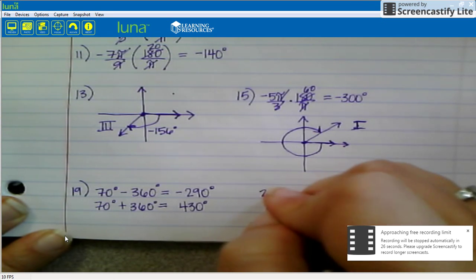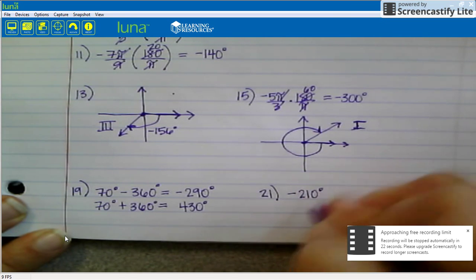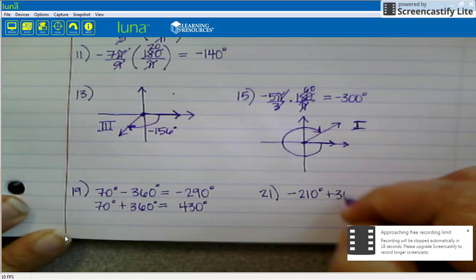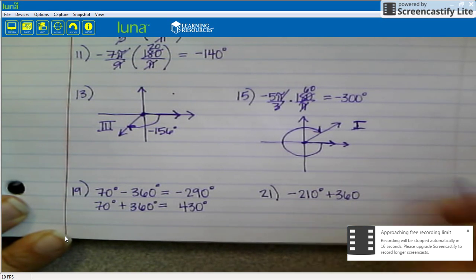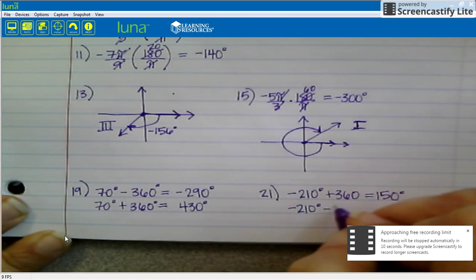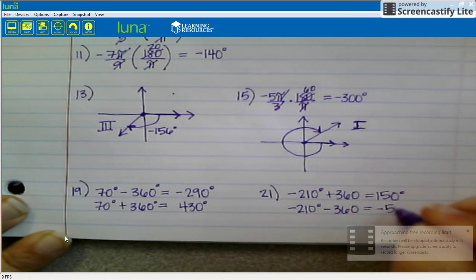And for number 21, as another example, we have negative 210 degrees. Well, since we start with a negative, we're going to add 360 to it. And so this is going to give me a positive 150 degrees. And to find the other angle, I can subtract 360 from it, and that's going to give me a negative 570.